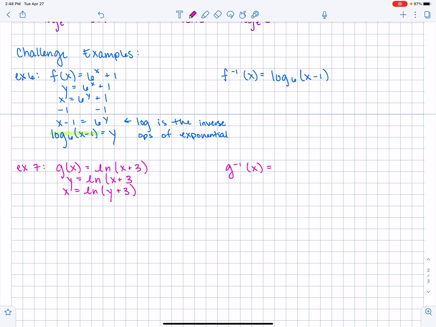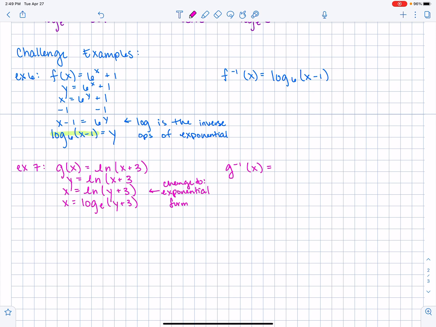Well, I can isolate y here. I don't know how to do this natural log, but I know that the inverse operation of this natural log is an exponential. So in order to undo that, I have to switch to exponential form. So, change to exponential form. Okay, so we have the natural log. This really means log base e of y plus 3.